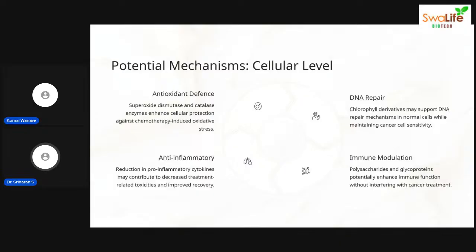So what are the potential mechanisms? They have antioxidant defenses and DNA repair pathways. Likewise, chlorophyll has a DNA repair pathway, immune modulation, and anti-inflammatory effects. This is the potential mechanism that takes place at the cellular level, in how the bioactive compound acts at the cellular level. We saw earlier what antioxidant and anti-inflammatory effects are. They are majorly shown in radiation patients, who may have skin irritation and dermatitis. So this is the potential mechanism at the cellular level.